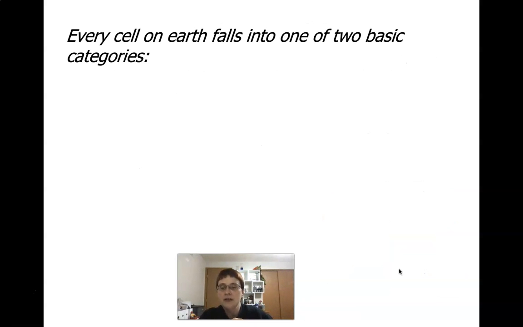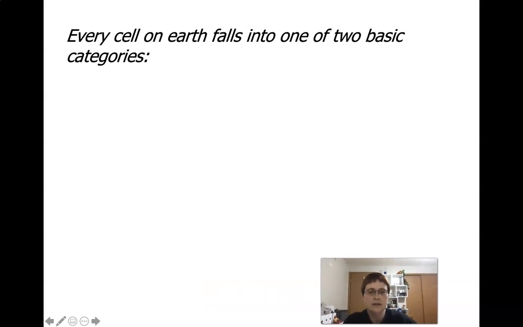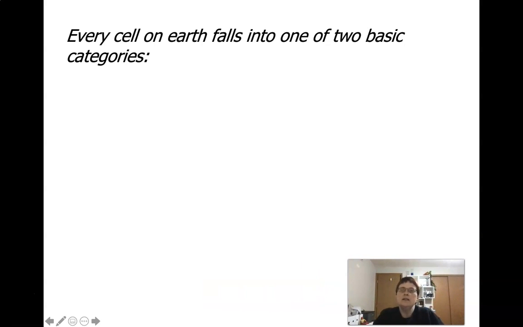Now, there's some other things that we can generalize about cells, and that is every cell on Earth falls into two basic categories. So you're either one type of cell or the other type of cell. So do you know what these two names are for these cells? So you're either a blank or a blank cell. And it's okay if you didn't know, because that's part of what we're here for.